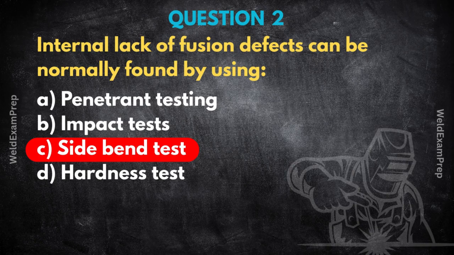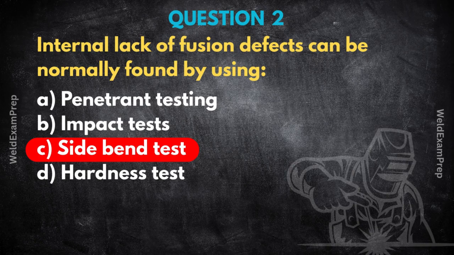Now, if there's an internal lack of fusion discontinuity hiding in there, that area is weaker. The tensile stress essentially pulls it apart, forces it to open up right there on the side surface you're looking at. So the hidden flaw becomes visible because it couldn't handle the stress. It directly targets that potential weakness.